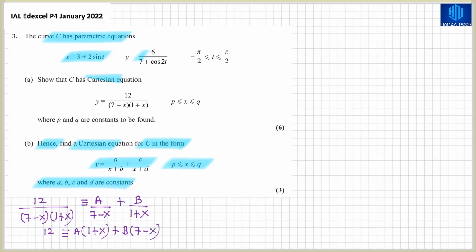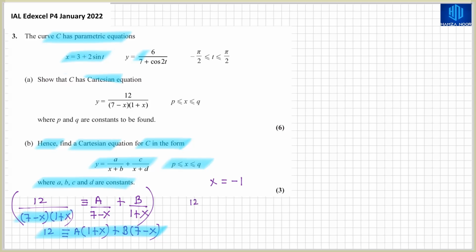As you already know, this particular form is achieved by multiplying the denominator of the fraction on the left hand side of the identity completely on both the left hand side and the right hand side. The denominator (7 - x)(1 + x) is completely multiplied on both sides so that we can get this form. Now first of all, I'm going to substitute x = -1 in order to eliminate a and find the value of b.